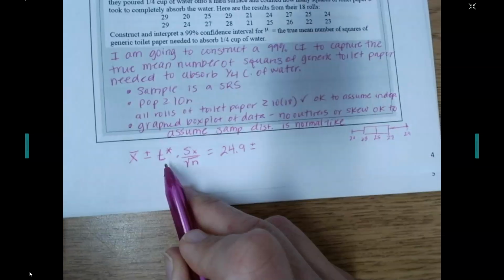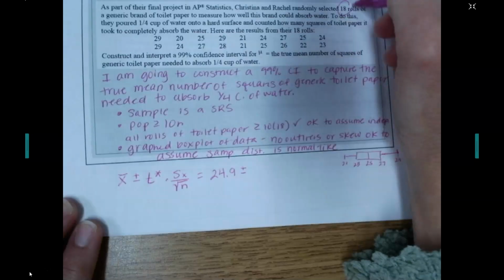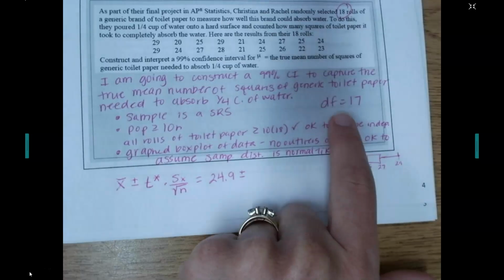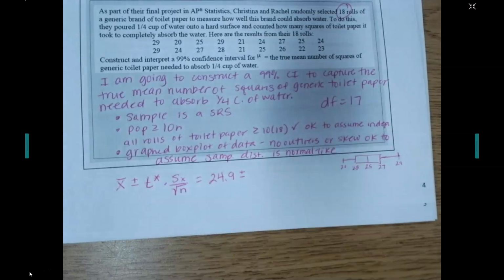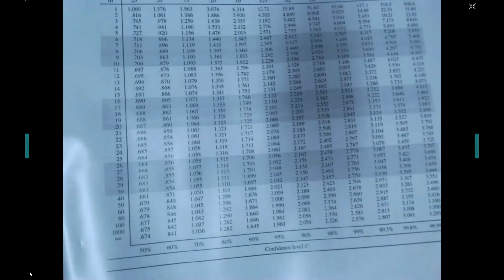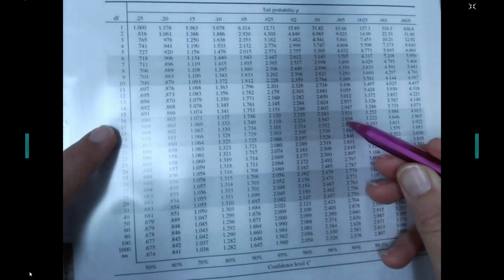Got to find our t star here. If n is 18, my degrees of freedom would be 17, right? Okay, and we want to state that somewhere. That's part of our work. Okay, so then if my degrees of freedom is 17 and we're doing a 99% confidence interval, I'm going to go to line 17 on my T-chart, line it up with 99%, and get 2.898, I believe.